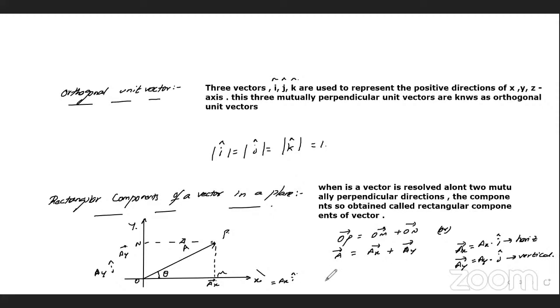So let's see the relations here. So I need to find the A vector. So A vector is equal to your A_x I cap plus your A_y J cap. So note this down until here, then we'll see the result. Please take it.